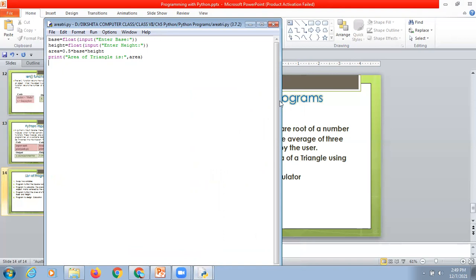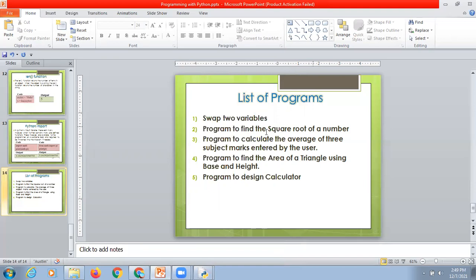I hope it is clear to everyone how you can take the variables from the user, and on the basis of those variables how you can calculate the answers. In the same way, you can also calculate the area of a square or a circle or a rectangle or anything, or the perimeter of a square, circle. You just need to know the formula. That's it. I hope it is clear to everyone now.